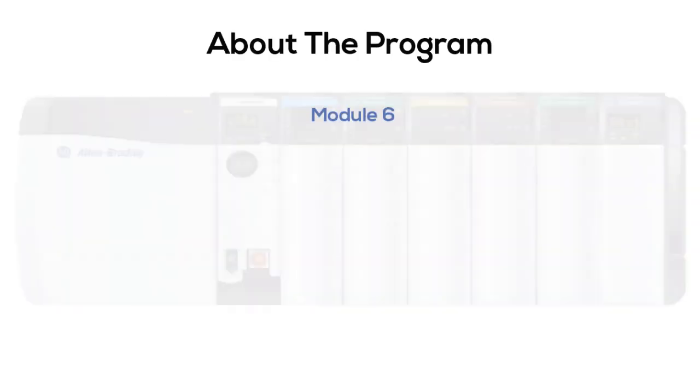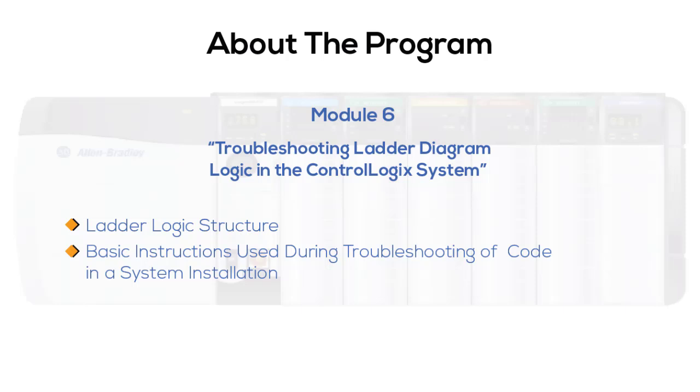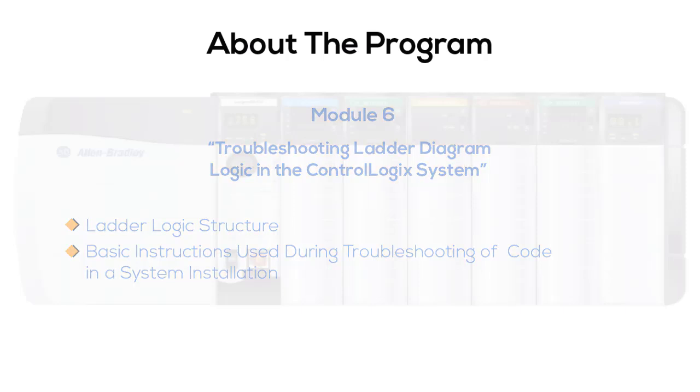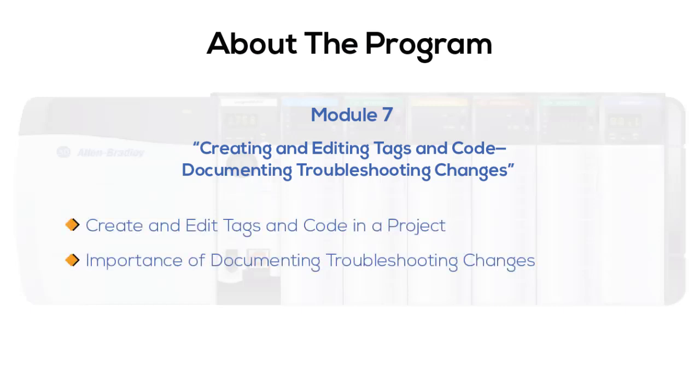In Module 6, we'll cover the important ControlLogix ladder structure and basic instructions that we will need to understand to properly troubleshoot programming code in a system installation. In the 7th module, we will look at creating and editing tags and code and deal with the importance of documenting our troubleshooting changes in the system.